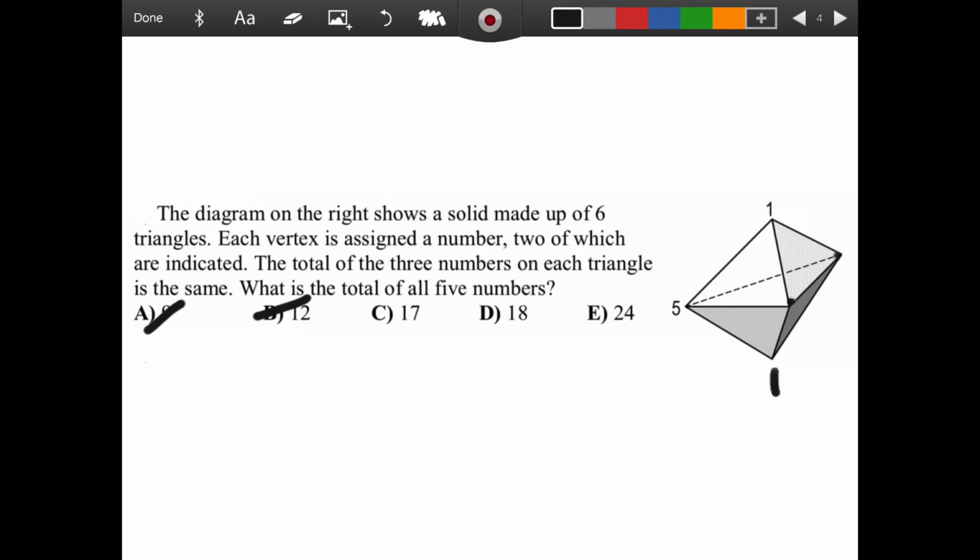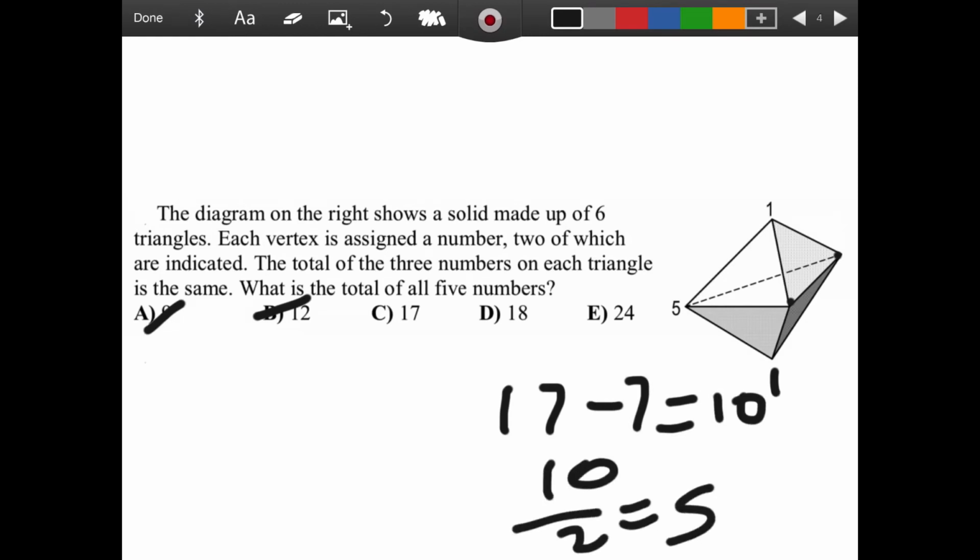And now let's try 17. So we have 17 minus 7 is equal to 10, and 10 divided by 2 is equal to 5. So we have 5 here, and 5 here. So if we add them all on the sides, we have 11 here, 11 here, 11 here, and 11 here. And in the back, it's also 11. So that means 17 is the answer, because all the triangles have the same sum.